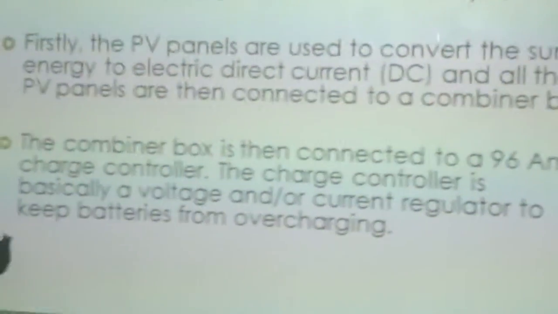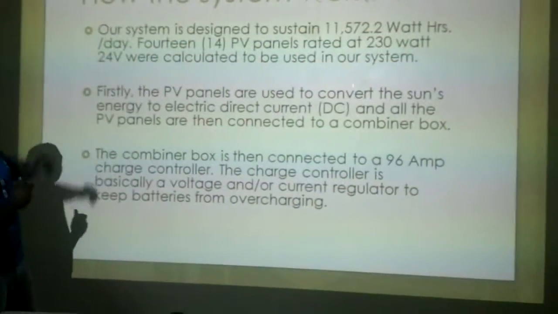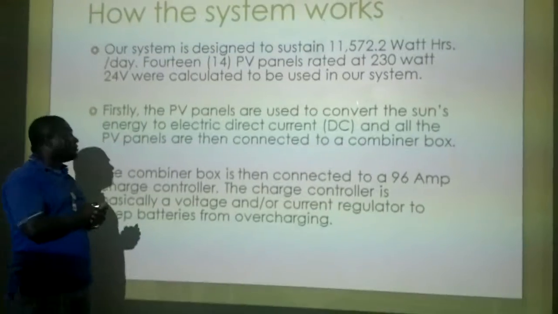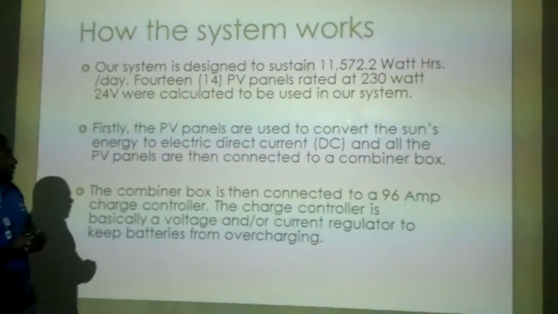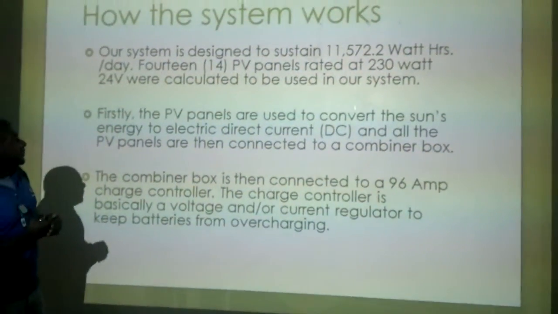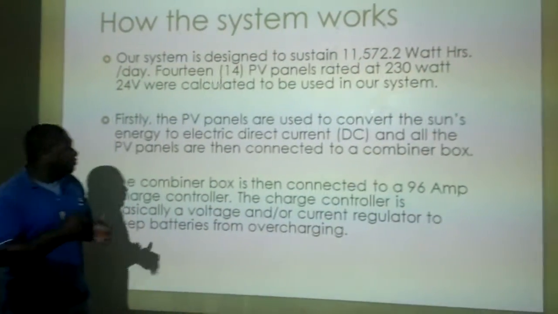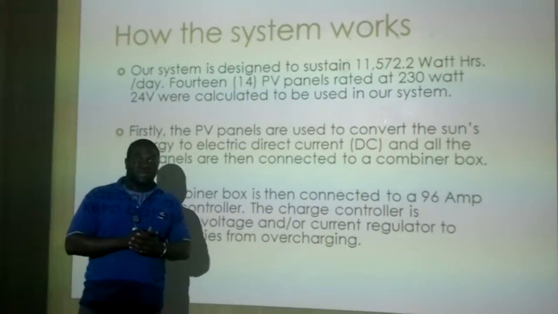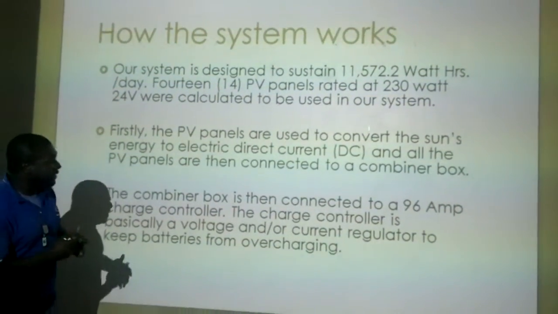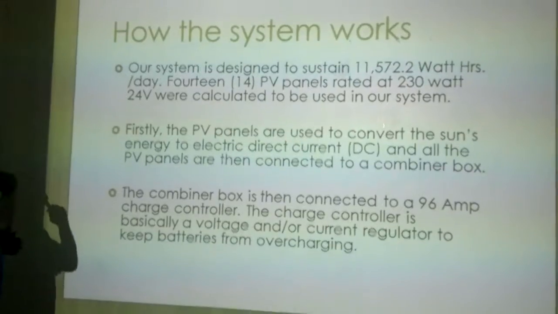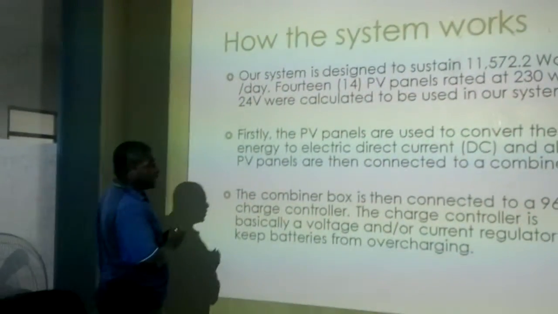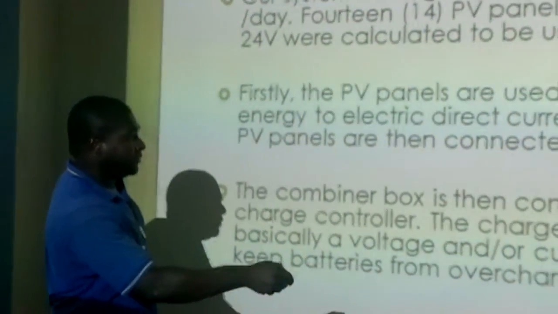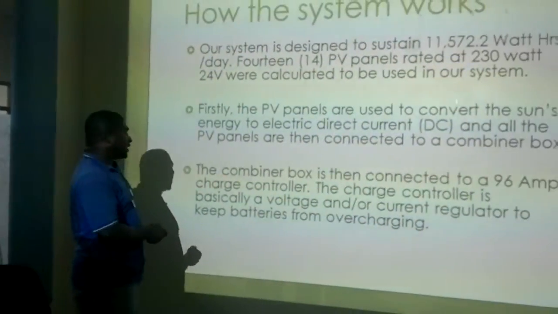As in the diagram before, the panels are connected to a combiner box. What this combiner box does is take the number of PV panels, connect their wires to one box, and send out a main cable. This main cable provides a DC source and sends it to a charge controller. In our system, we specified a 96 amp charge controller.